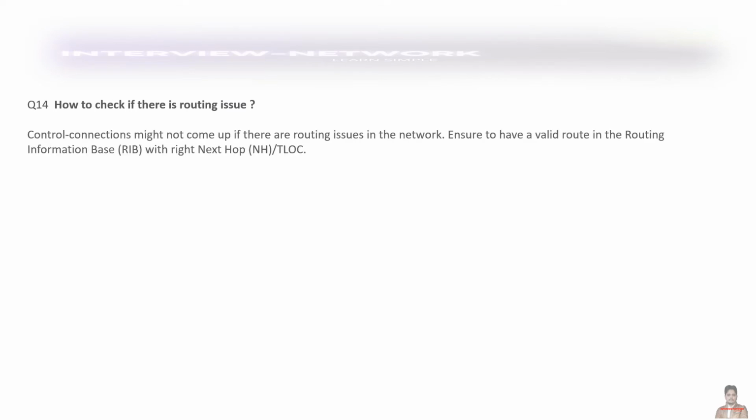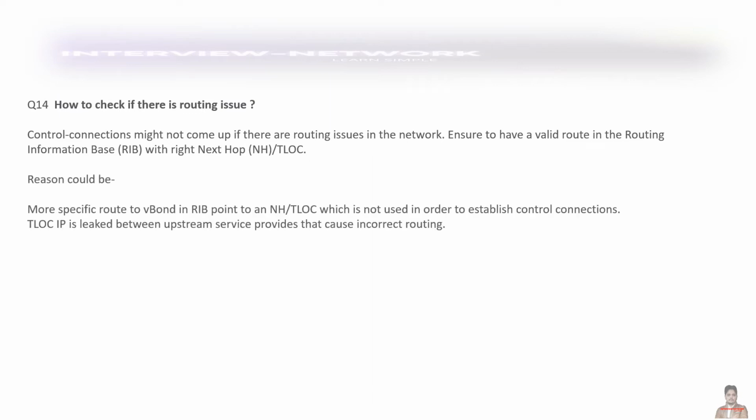How to check if there is a routing issue? Well, the control connection might not come up if there are routing issues in the network. So ensure you have a valid route in the routing table with the right next hop or the TLOC IP. The reason could be a more specific route to the vBond in the routing table, which points to a next hop or TLOC which is not used in order to establish the control connection.